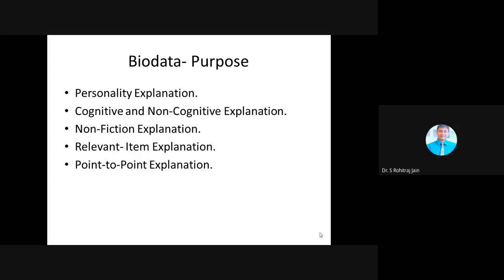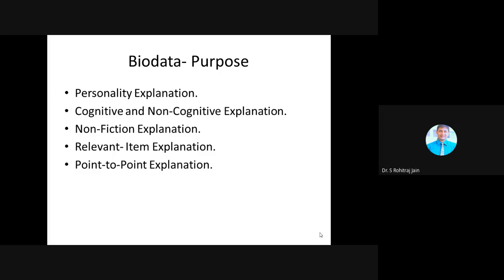So biodata, what we understood now, is a term used to refer to any type of personal history, experience, or educational information. Some organizations use a biographical information questionnaire instead of, or in addition to, the usual application blank. Biodata has factual questions about life and work experiences, as well as items involving opinions, values, beliefs, and attitudes that reflect a historical perspective.